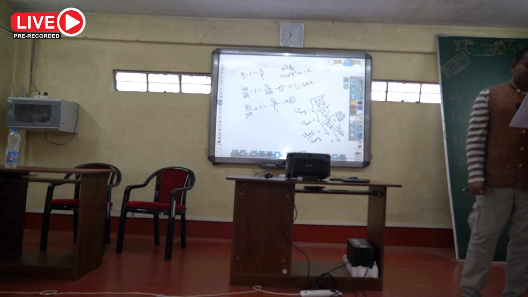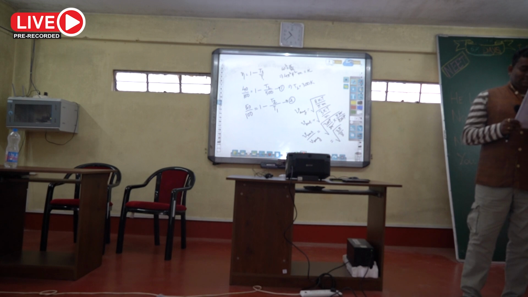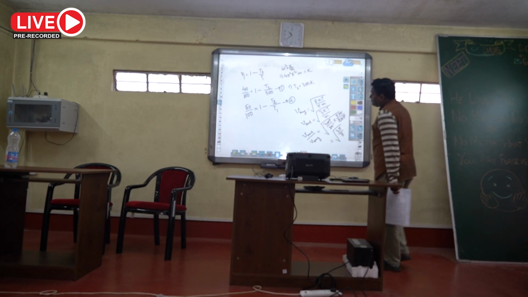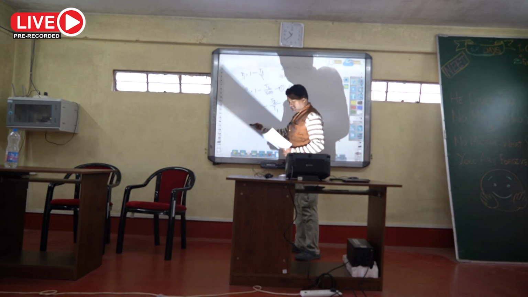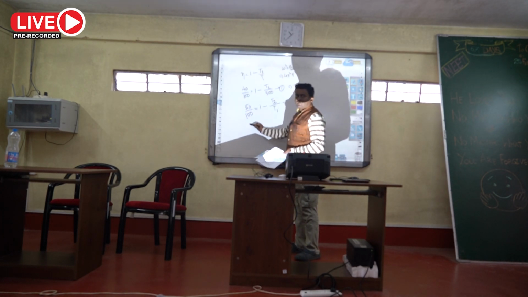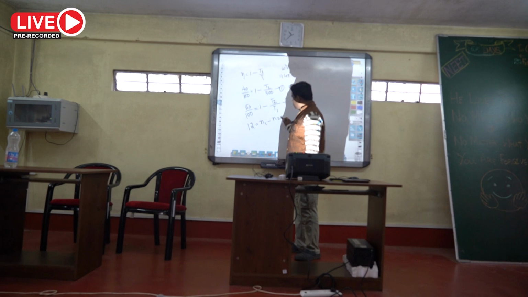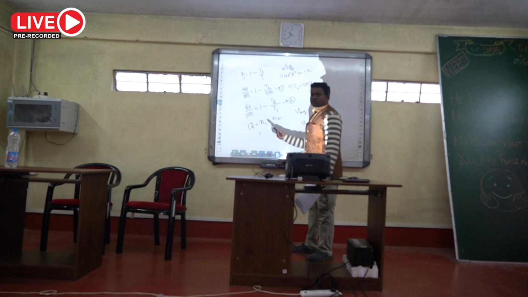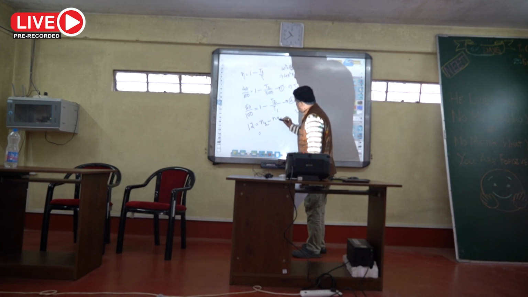Next one, 24. Two waves of wavelength 50 centimeter and 51 centimeter produce 12 beats per second. The velocity of the sound is? See, we know that beat frequency is equal to the difference of the frequencies. So the beat frequency is given as 12 beats per second, which means 12 hertz. So 12 will be equal to n1 minus n2, or n2 minus n1 we can also write, whichever it may be.